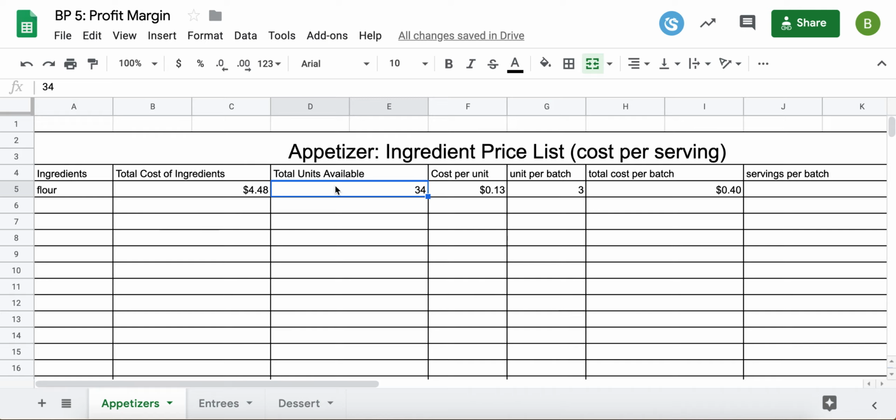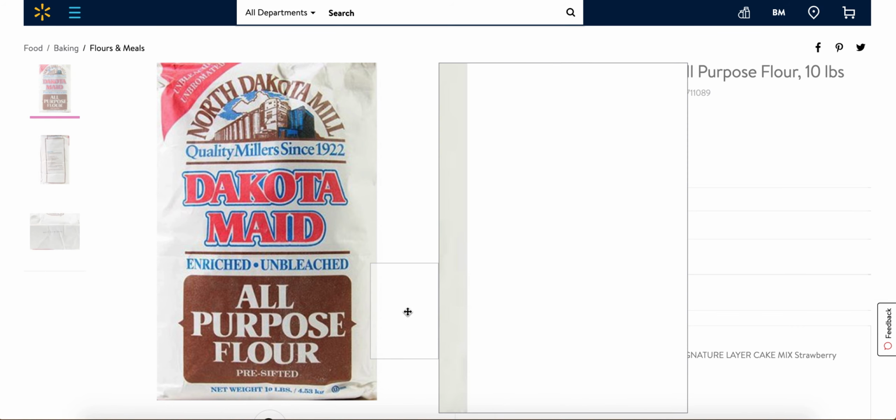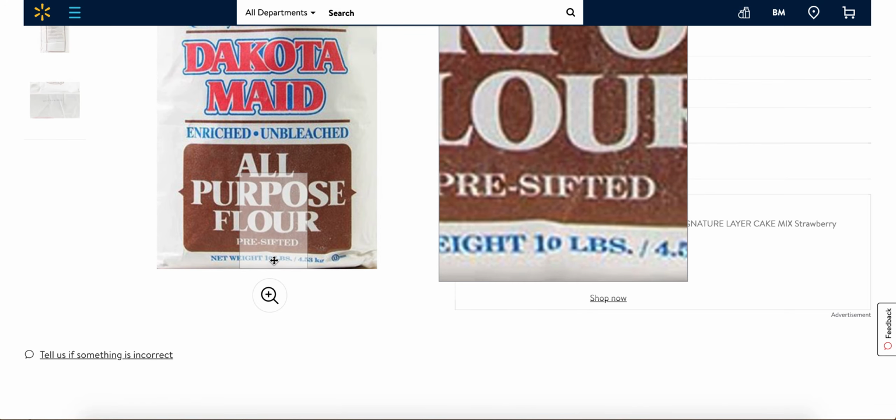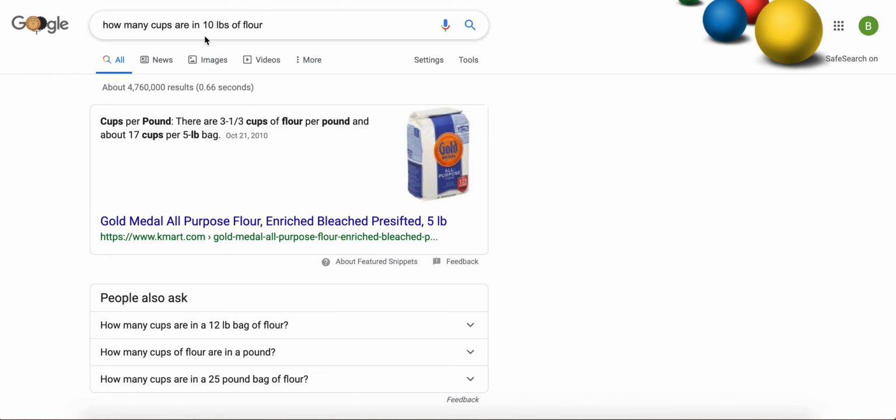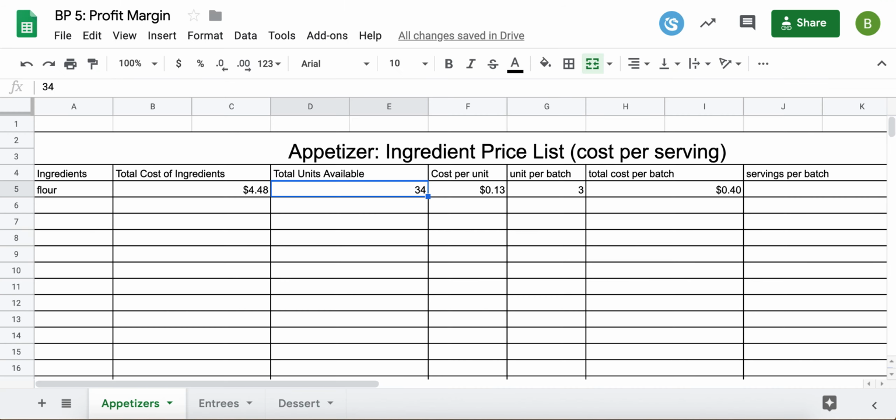So what I would need to do is calculate how many cups are in this bag of flour. Now in the bag of flour, it's 10 pounds. So if I searched how many cups are in 10 pounds of flour, it tells me there's 17 cups per 5 pound bag. Since we're using a 10-pound bag, that would end up being 34 cups, and that is where we come up with this number here.